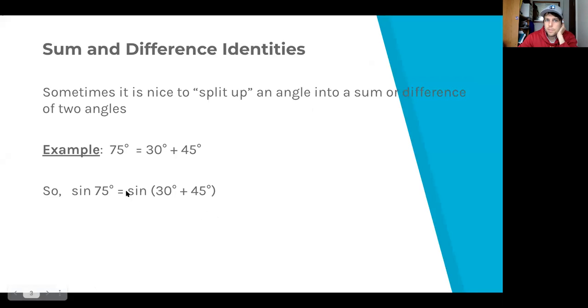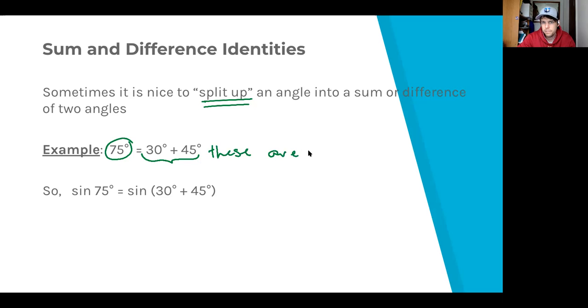So sometimes it's nice or necessary to split up an angle into a sum or difference of two angles. So for example, if we're working with the angle of 75 degrees, sometimes it's nice to think about it in terms of 30 plus 45. Why would we want to do that? Well, these are on the unit circle. 75 is not. So that we can use the unit circle to help us, essentially.